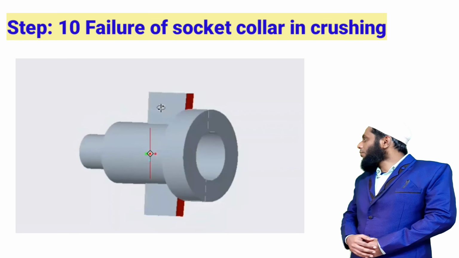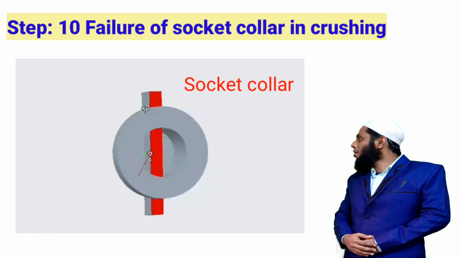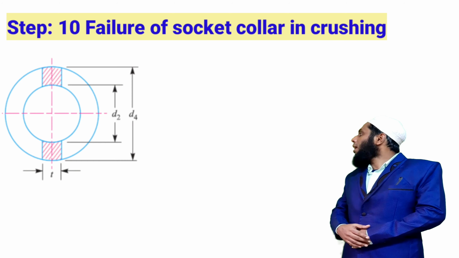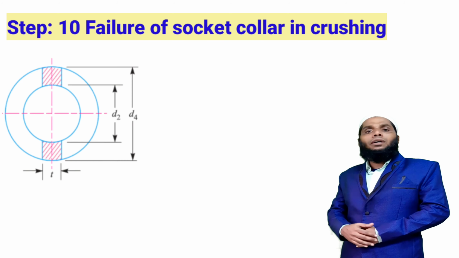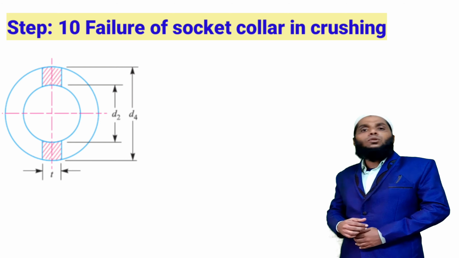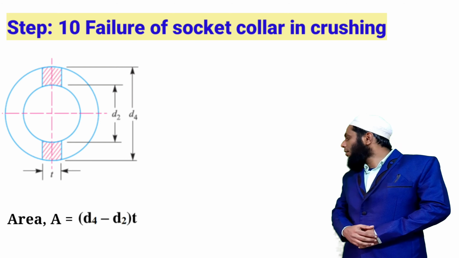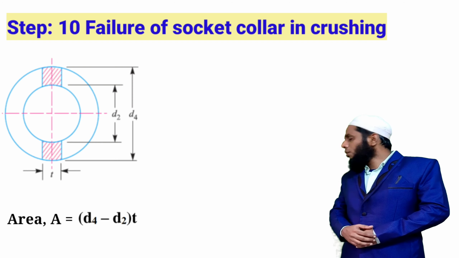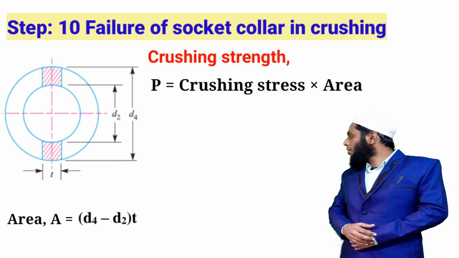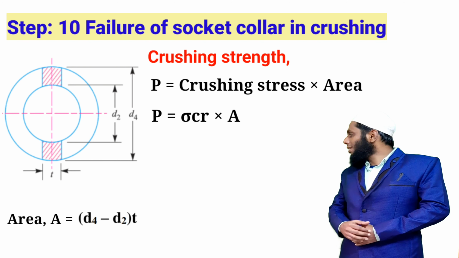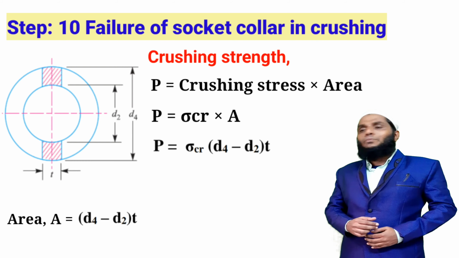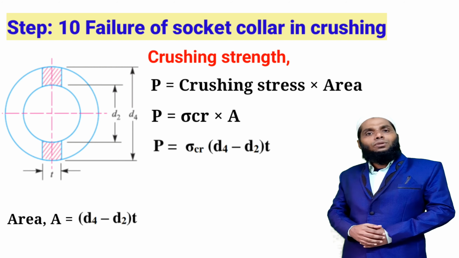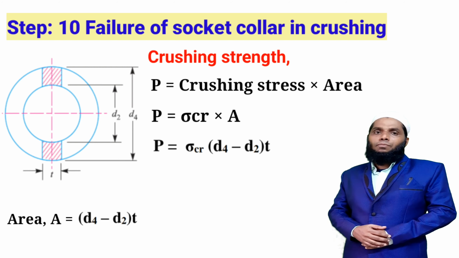Step number 10, that is failure of socket collar in crushing. Because of tensile load P at the upper slot and lower slot of the socket collar, that slot is going to crush. So that area A is equal to (d4 minus d2) into T. So we can determine the crushing strength, P is equal to sigma CR into A. Therefore P is equal to sigma CR into (d4 minus d2) into T. This is the crushing strength equation.